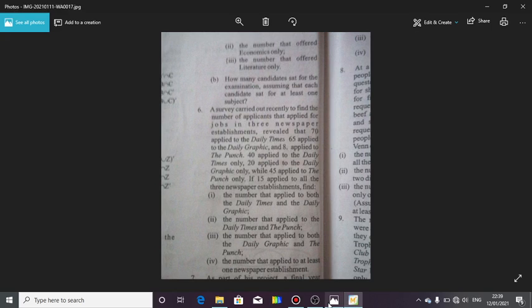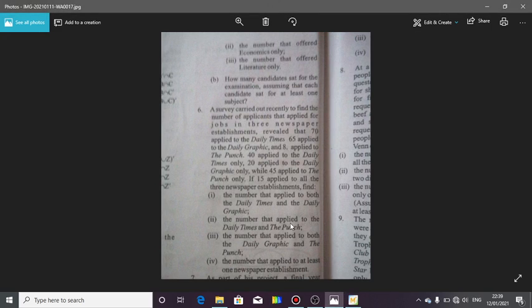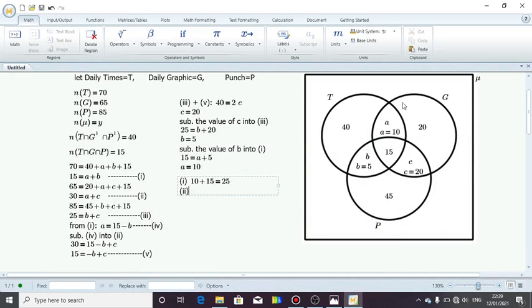So the second one says we should do what? It says the number that apply to the daily times and the punch. Okay. So daily times and punch, which is 5 plus 15. So this is 5 plus 15, and this is going to be equals to 20. So you settle this.